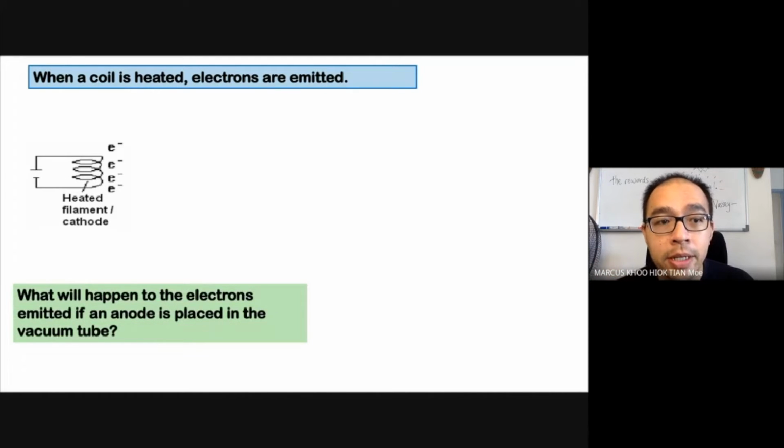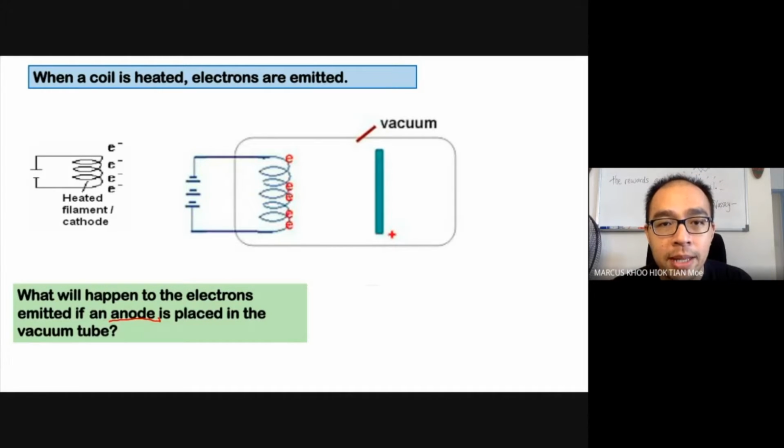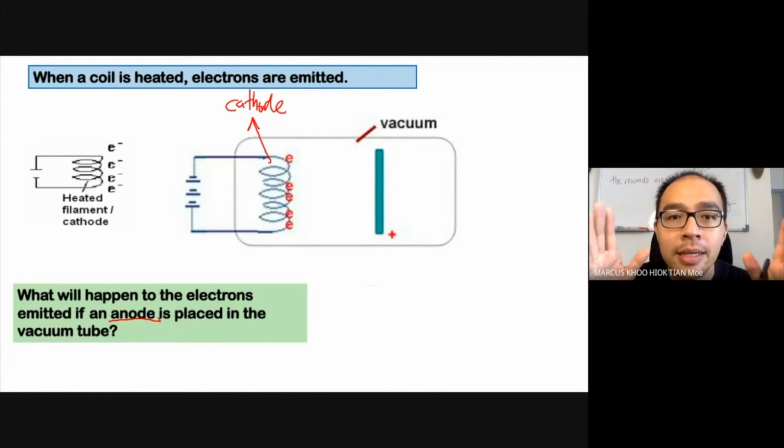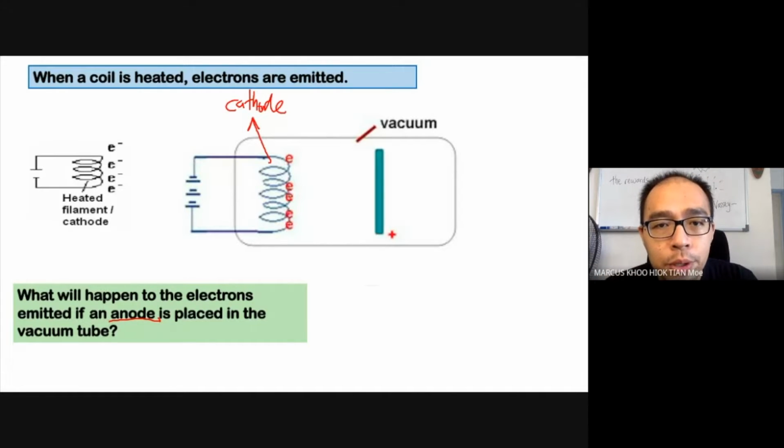Okay, so what will happen if the electrons that are emitted, in an anode, let's call this an anode lah, is placed in a vacuum tube? Since these are electrons that are being emitted, we are going to call the place where the thermionic emission happens the cathode, the negative plate lah. So what if we put a positive plate over here? What do you think is going to happen to these electrons?